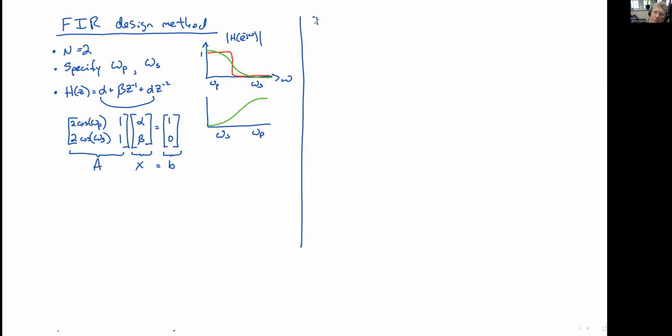Here's another method that instead works for an IIR filter. Now, it's only n equals 1, and our first version will only work for low-pass filters. But because IIR filters in the frequency domain are more powerful than FIR filters, this still gives a useful result.